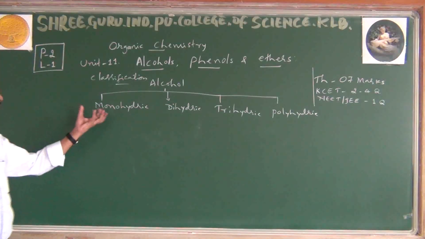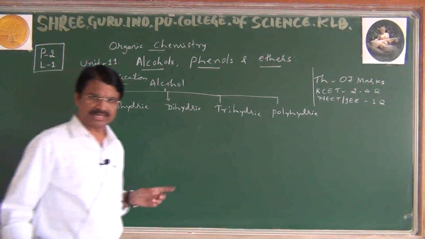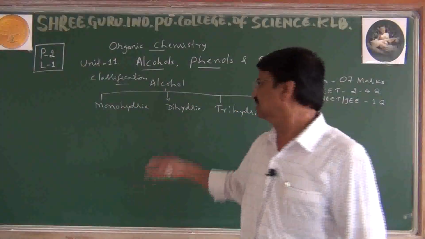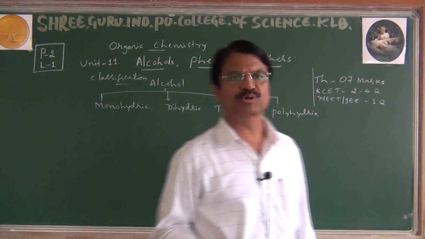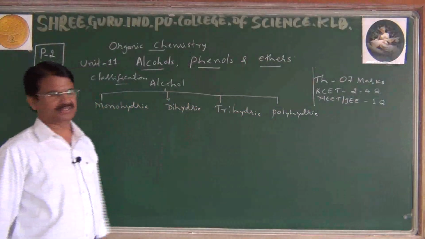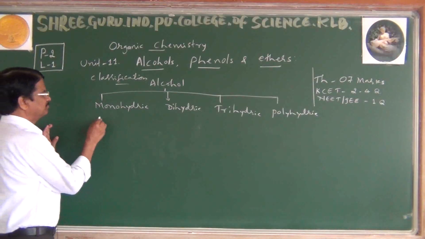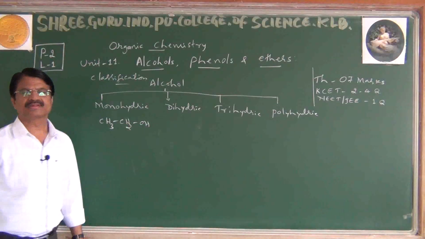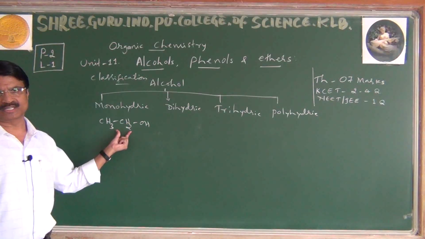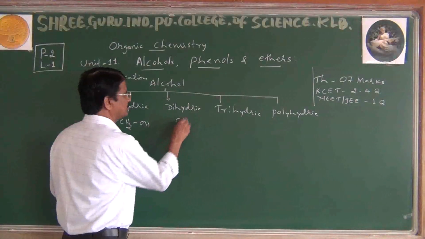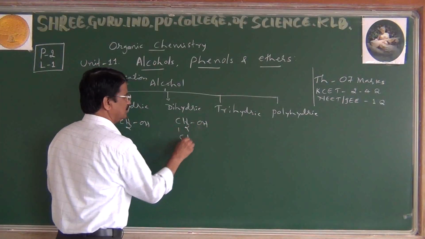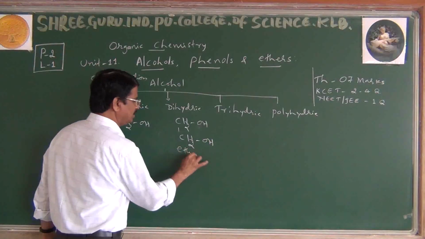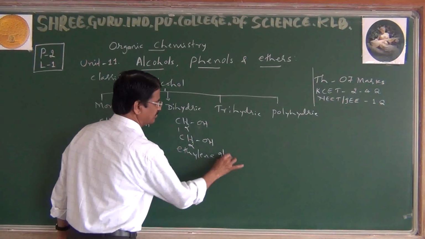They depend upon the number of OH groups. If an alcohol molecule contains only one OH group, it is called monohydric. 2 OH groups, dihydric. 3 OH, trihydric, and more than 3 OH comes under polyhydric alcohols. Monohydric alcohol example: CH3CH2OH. This is called ethyl alcohol or ethanol. Dihydric alcohols: CH2OH, CH2OH. And this compound is named ethylene glycol.